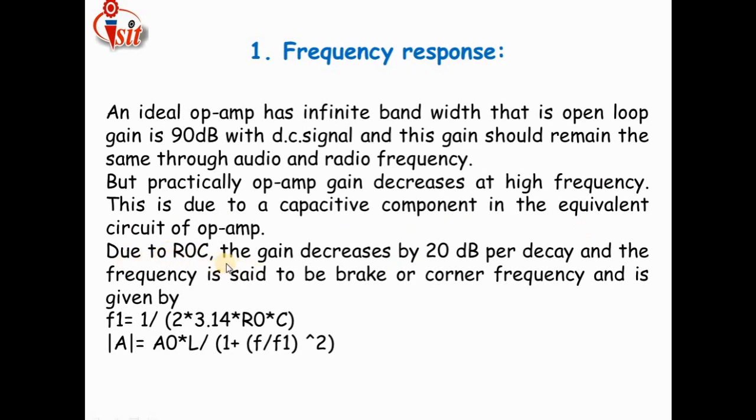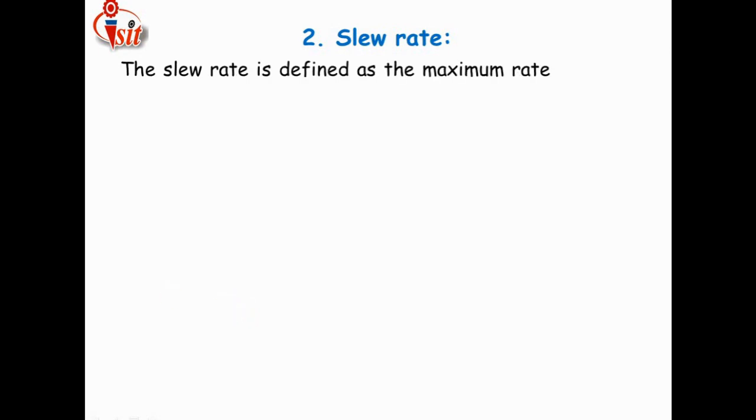Due to R0C, the gain decreases by 20 dB per decade, and the frequency is said to be the break or corner frequency and is given by f1 is equal to 1 divided by 2 into 3.14, that is the value of pi, into R0C. Then next is slew rate.